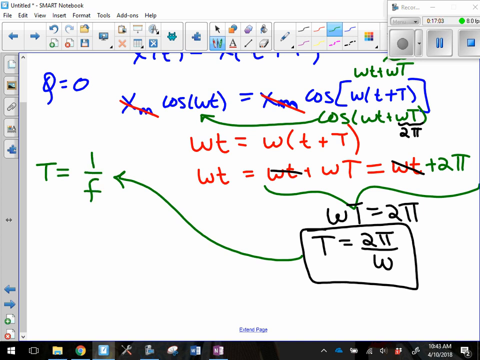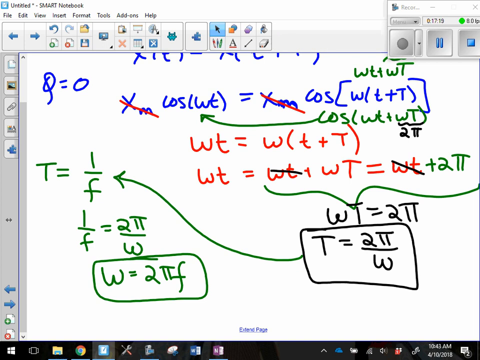And if T is equal to 1 over f, then I have 1 over f is 2 pi over omega, or omega is equal to 2 pi f, which is something else you need to remember. So there's a whole bunch of new formulas in this chapter.